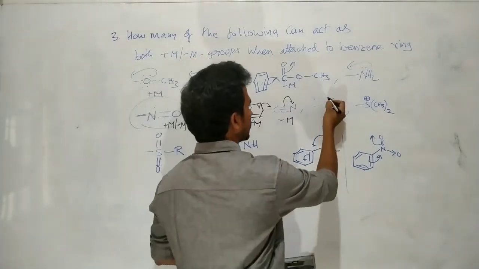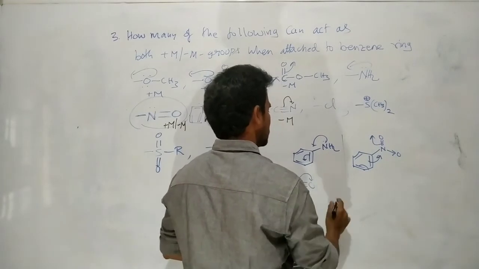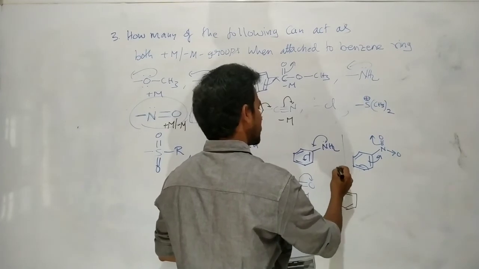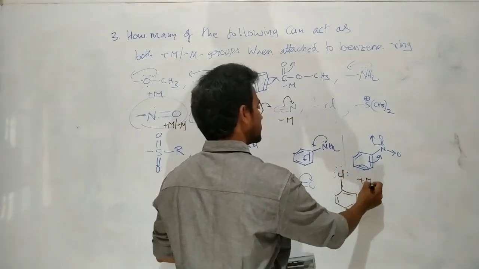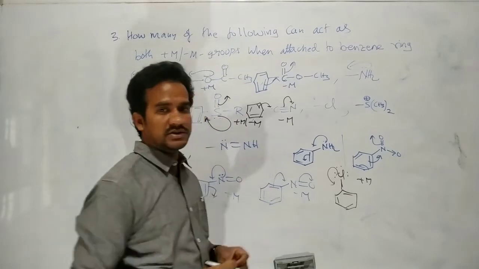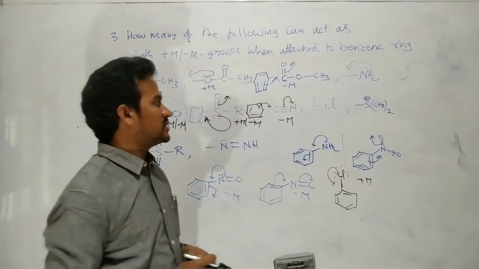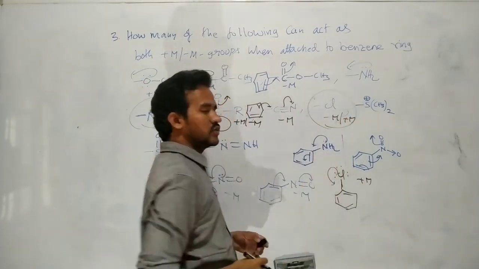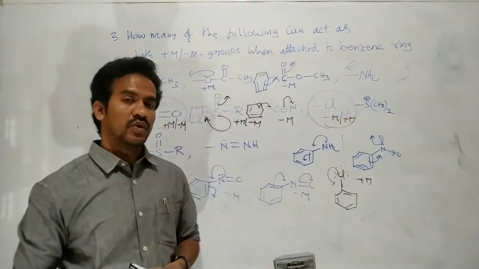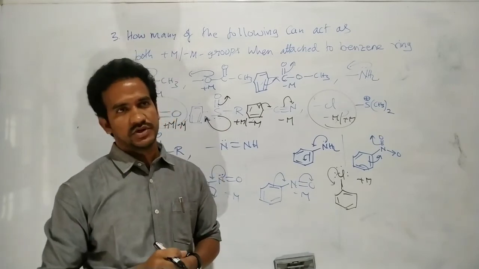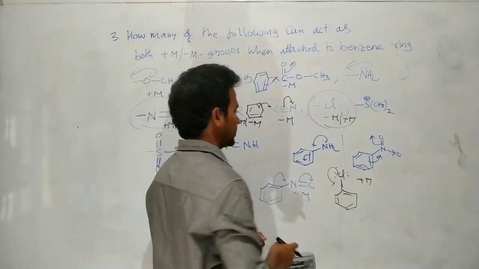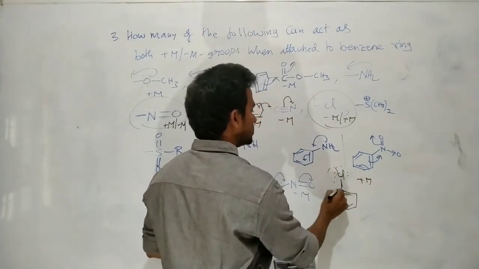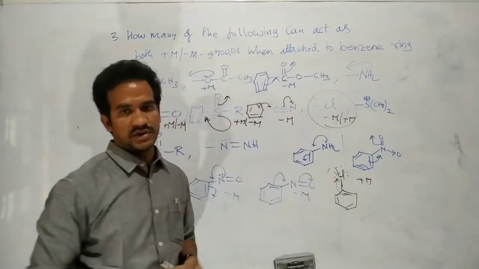Next, coming to chlorine. Chlorine is a different case. Because of the non-bonding electrons, it acts as a plus M group. And this one also acts as a minus M group. Why? Because this chlorine has vacant d orbitals. So because of the vacant d orbitals of chlorine, pi electrons can be delocalized into the vacant d orbitals.